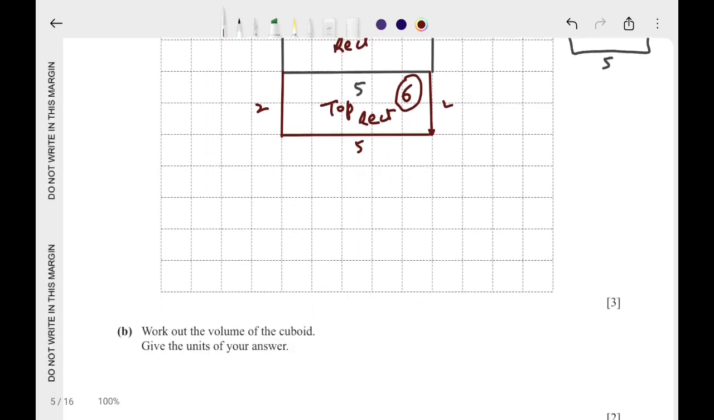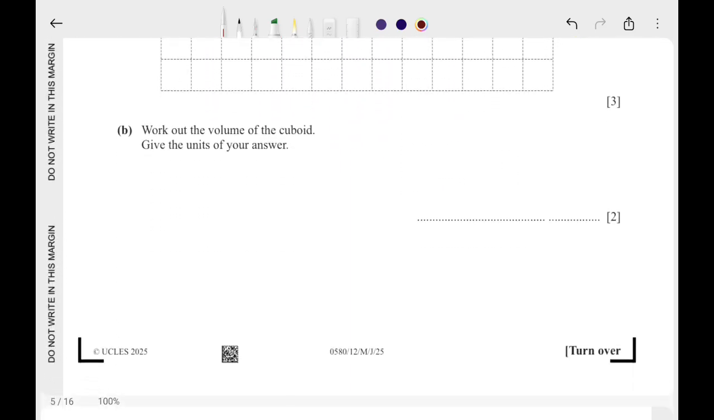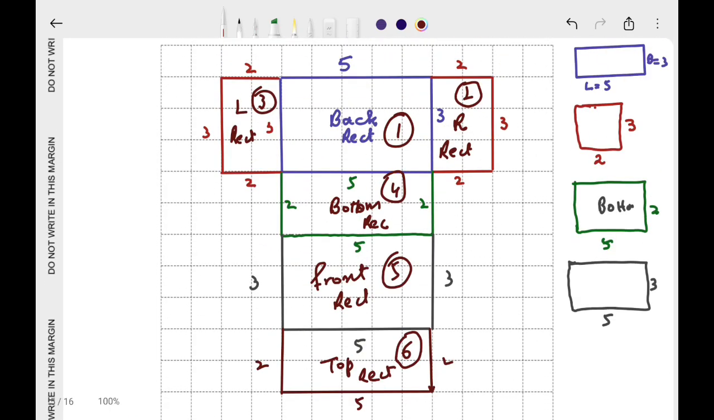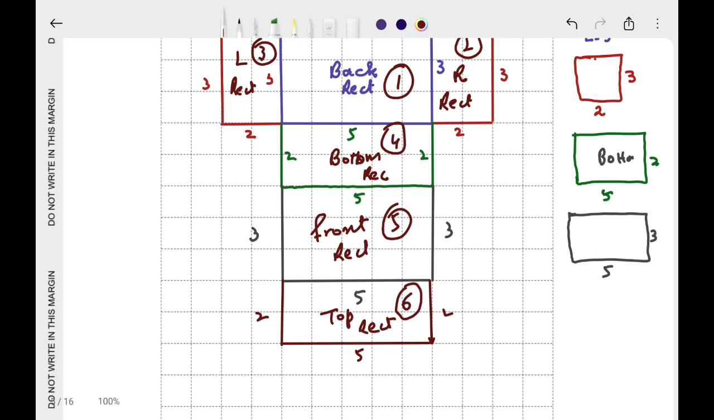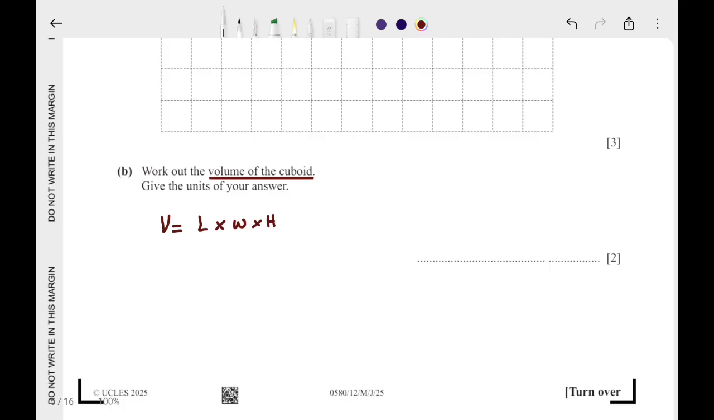Next part, work out the volume of the cuboid, that is V equals length multiplied by width multiplied by height, and we know that width is 2 centimeters, height is 3 centimeters, and length is 5 centimeters. So let us substitute values. 5 times 2 times 3, it will be 5 2s are 10, and it will be 30. 30 cubic centimeters would be the answer.